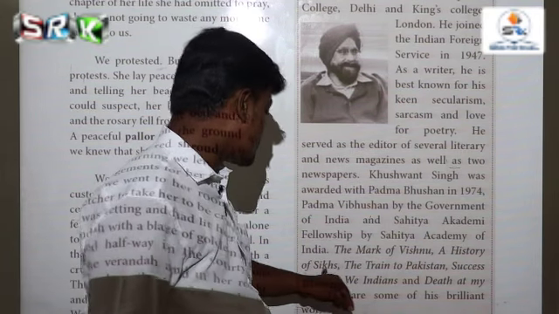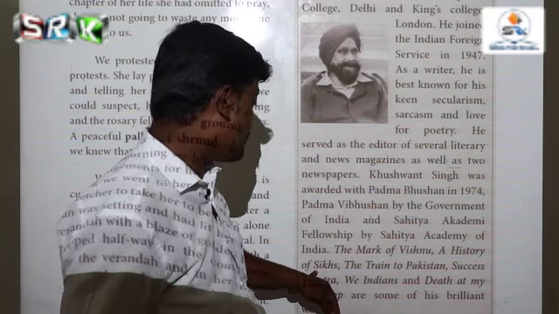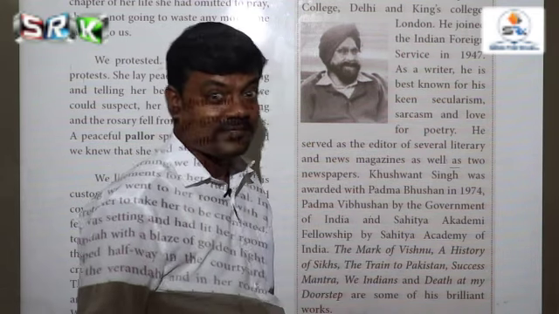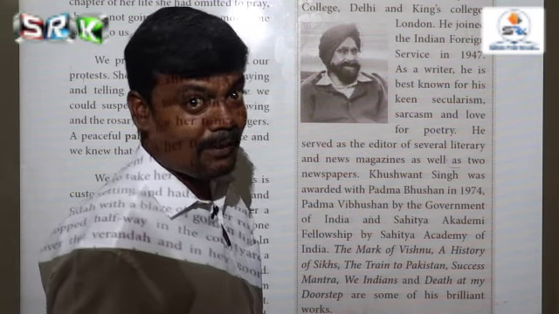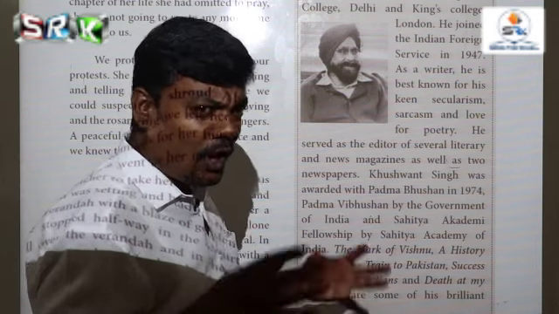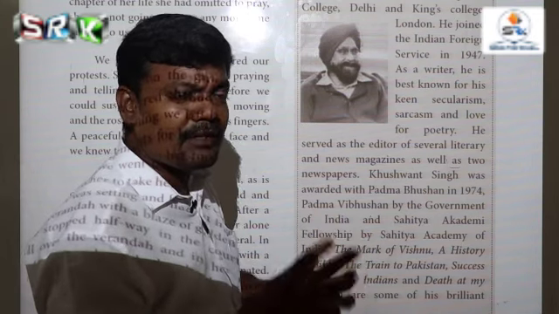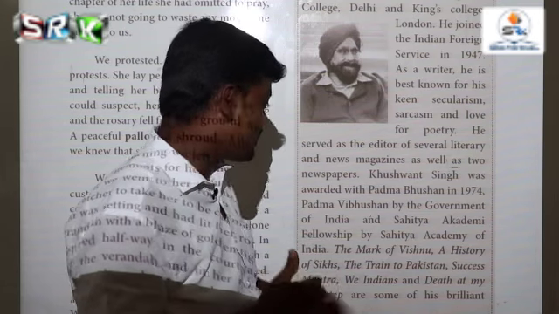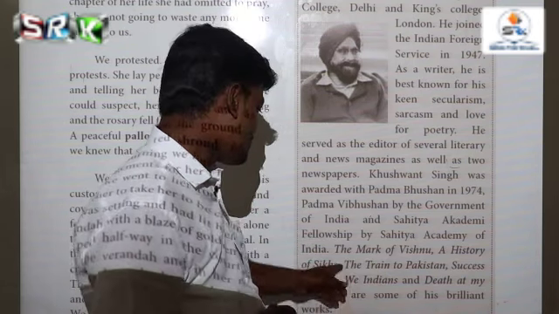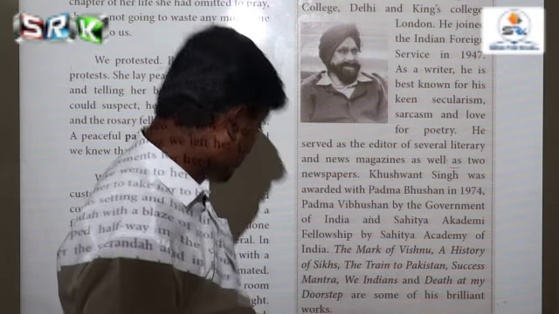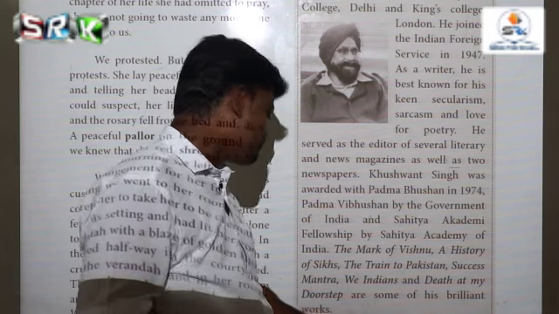A History of the Sikhs is nothing but about the Sikh people. It is another important work, and Train to Pakistan. Because in those days, train to Pakistan means that is the mode of transport. A lot of engaging between the people, engaging means friendship as well as arrogant activities. Everything will happen in the Train to Pakistan. And Success Mantra, We Indians and Death at My Doorstep are some of his brilliant works.